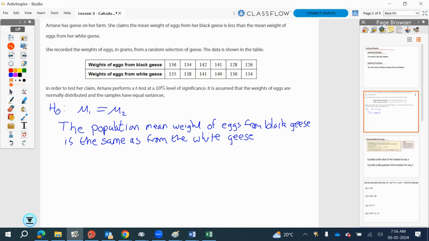What will be the alternative hypothesis we need to use for this one? Symbolic. What's the alternative hypothesis? Mu1 is not equal to mu2. Mu1 is less than mu2. So at this point, you've got three choices.